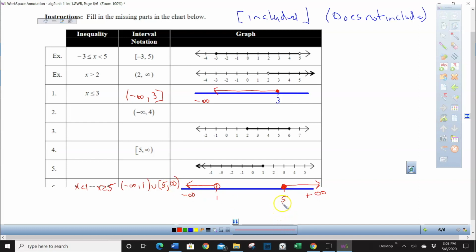So now you're going to finish this lesson, and then you're going to upload it as a PDF in Canvas.